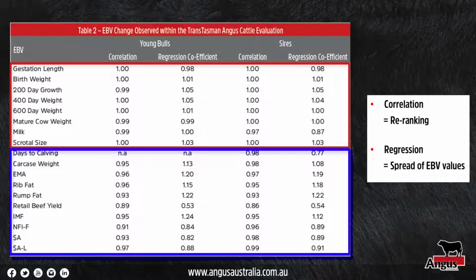And then as we flow down to net feed intake and the selection indexes, you'll see those correlations between 0.9 and 0.95 for the young bulls, and 0.96 to 0.98 for size. And actually there's less variation in those index values, so a decrease in that regression coefficient.